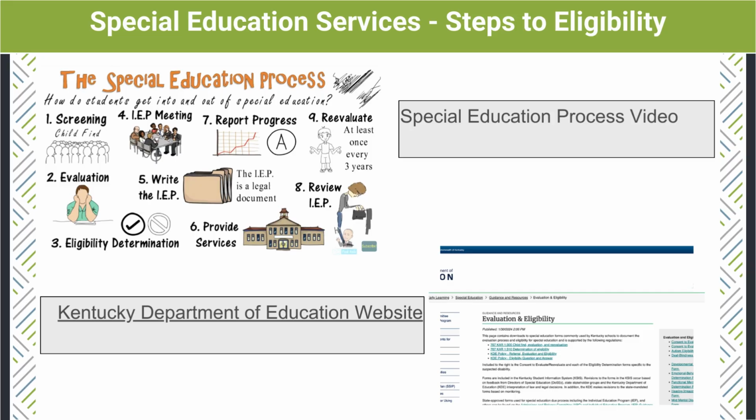The evaluation team reviews the data to confirm two things. First, that the student has one of the defined disabilities, and second, that the disability adversely impacts their educational performance and therefore requires specialized instruction. If eligible, an IEP is developed and services begin. You can review the full details on the Kentucky Department of Education website, which is also linked on your resource sheet.